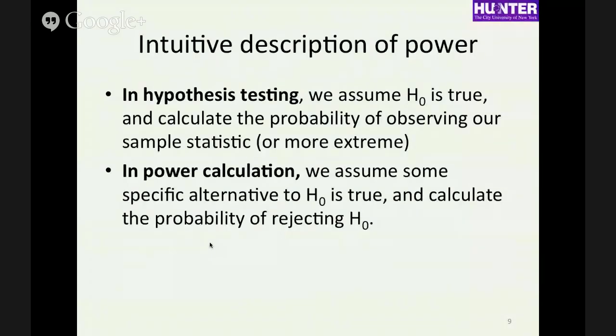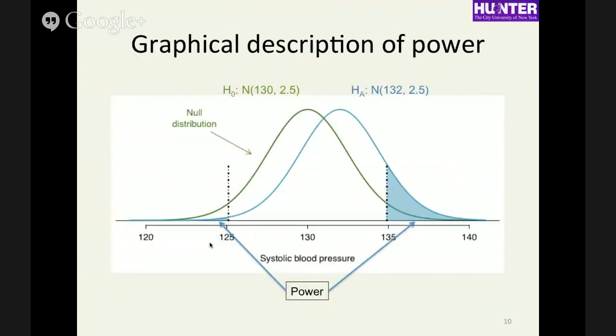You make some assumption that if there is a blood pressure difference of 10 millimeters of mercury from the null hypothesis, then what's the probability of rejecting the null hypothesis? And you can do that by saying what are the rejection regions of the null hypothesis, and then doing a probability calculation under this alternative distribution that we've assumed.